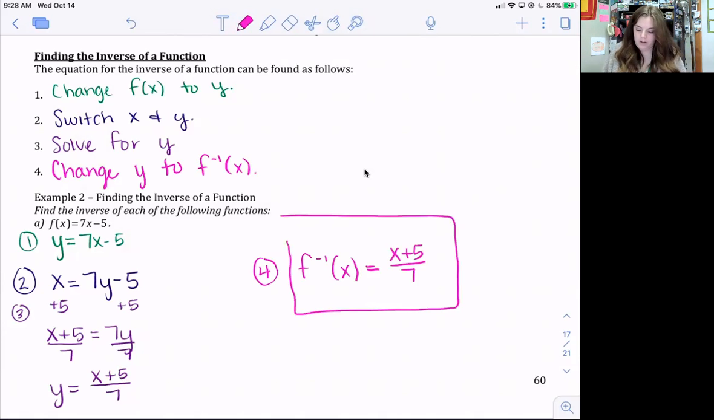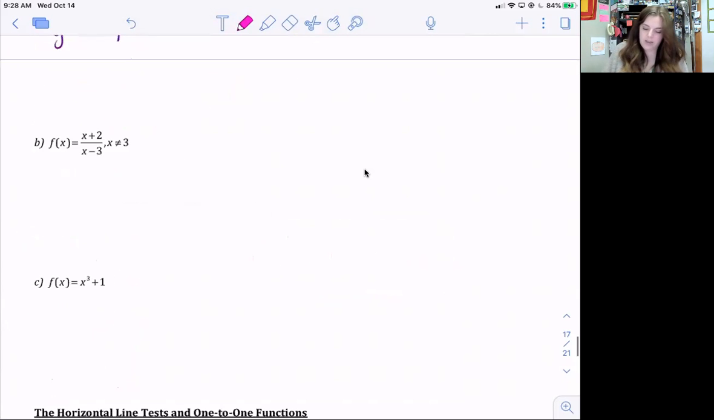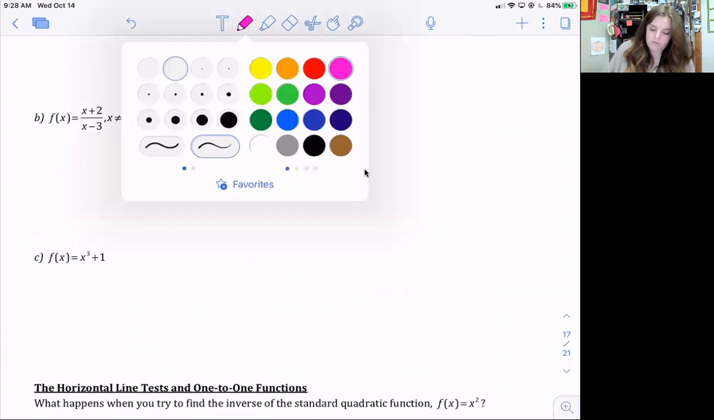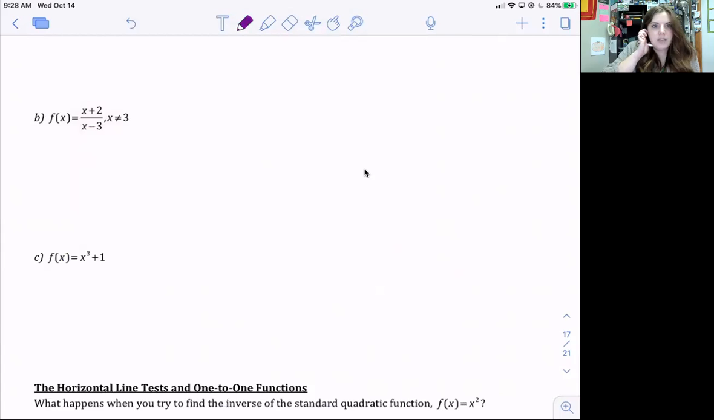Okay. All right. So now let's try b. Start off, we have f of x equals (x plus 2) divided by (x minus 3). So first we're going to change f of x to y, and we're going to switch our x and y values. So x equals (y plus 2) divided by (y minus 3). And now we want to solve for y. So this one is going to take a little bit more work.